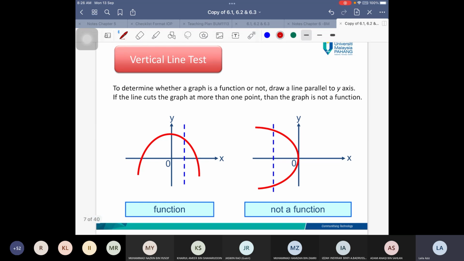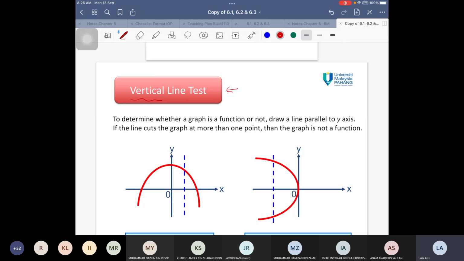So kita boleh buat test ni, nama dia adalah vertical line test. Ni kalau kita ada graph lah. So graph of the function kita nak test. Okay, function ke tak, kita pun buat vertical line test. So apa dia vertical? Vertical ni adalah menegak. So kita lukis line menegak. So kita tengok sama ada line tu disentuh dekat berapa titik dekat kita punya graph.